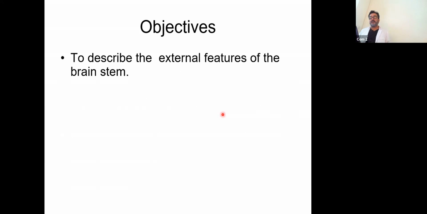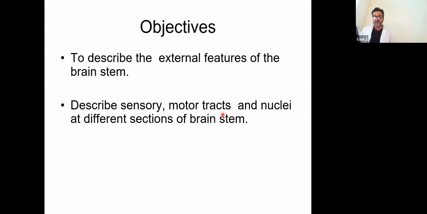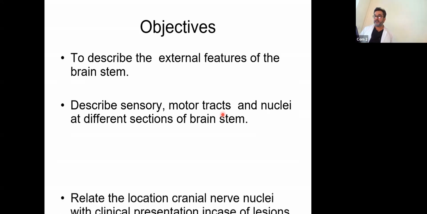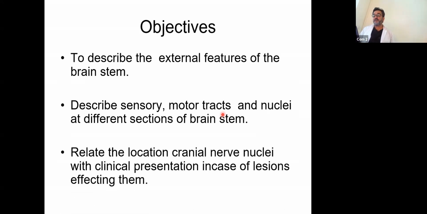So the objective here is to describe the external features of the brainstem, describe the sensory motor tracts and the nuclei of different sections of the brainstem, both longitudinally and cross-sectionally. We would relate the location of cranial nerve nuclei with clinical presentation in case of lesions affecting different pathways and the gray matter structures within the brainstem. So these are the three major objectives of the brainstem sessions.